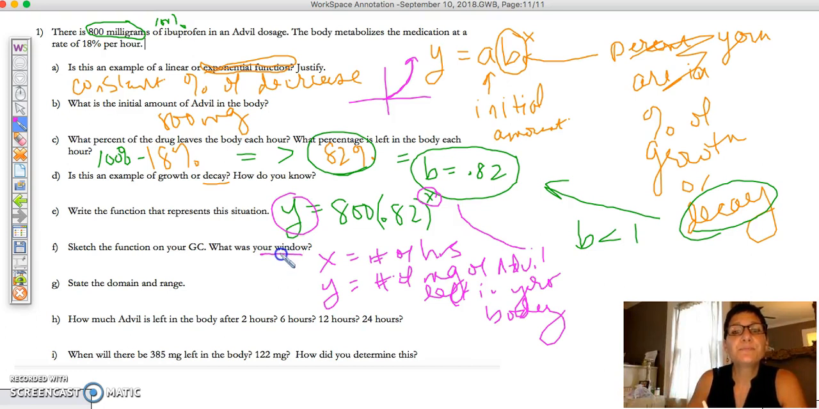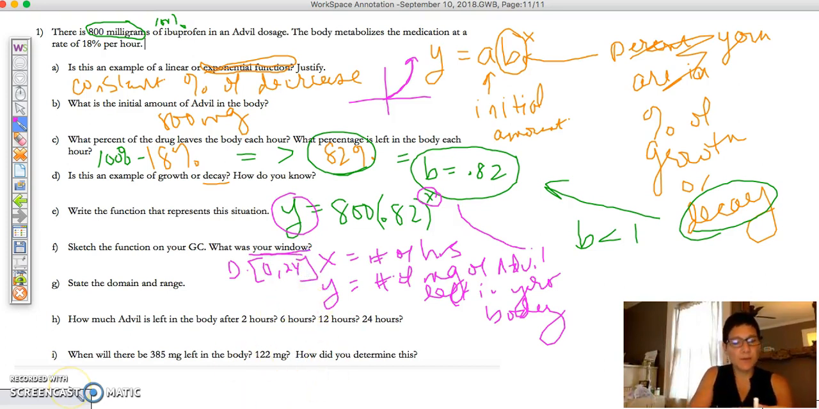So your window, you're sketching this function on your graphing calculator. When we're trying to figure out what the window is, I want to know, like, after a day, how much is still left. So that means that your domain would be from 0 to 24 hours, okay?